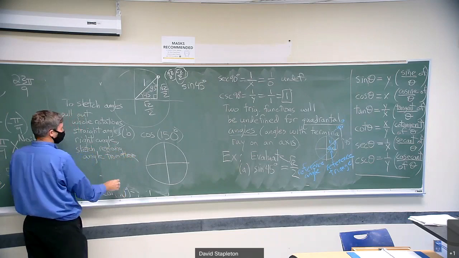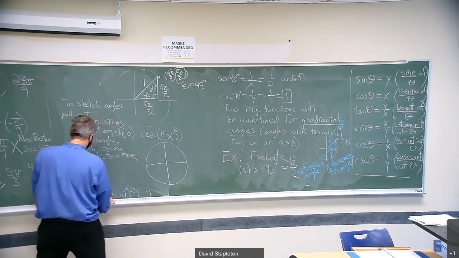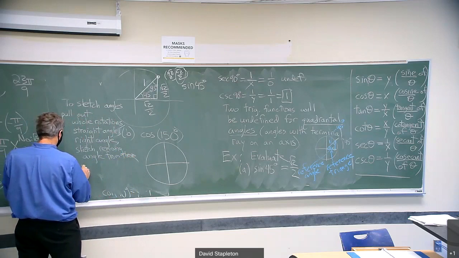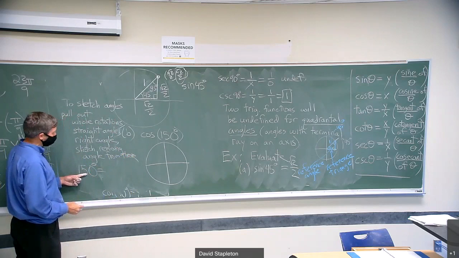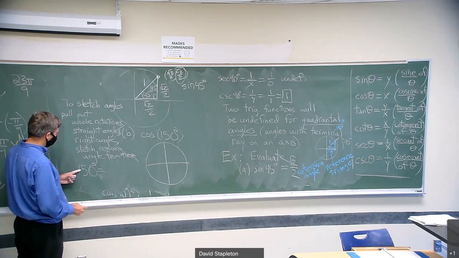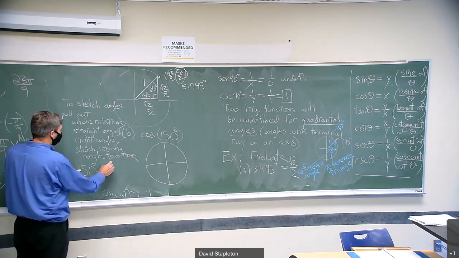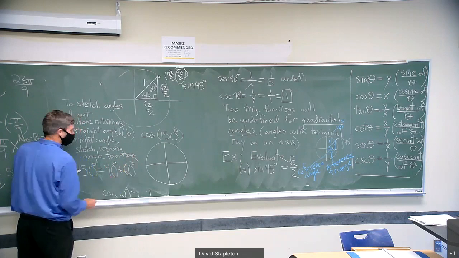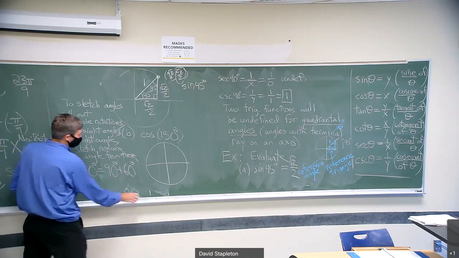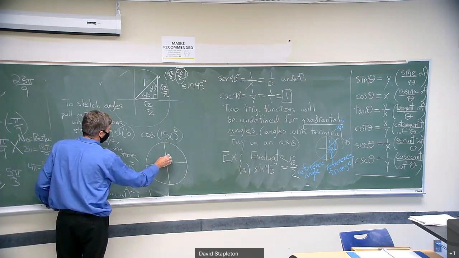So that's how I'm going to sketch this 150-degree angle. I'm going to say 150 degrees. There's no whole rotations to pull out because it's not at least 360 degrees, right? There's no straight angles because it's not at least 180, but I can pull out a right angle. So I'll write it as 90 degrees plus what's left, 60 degrees. Easy to sketch. I draw a 90-degree angle going to the next axis.